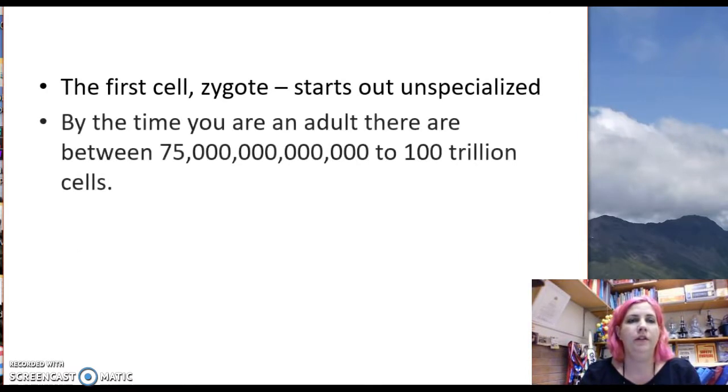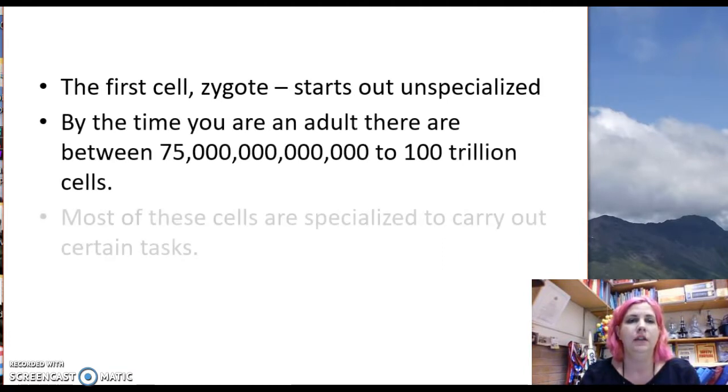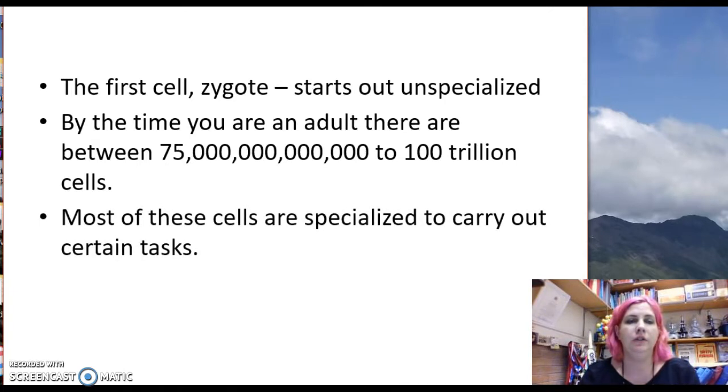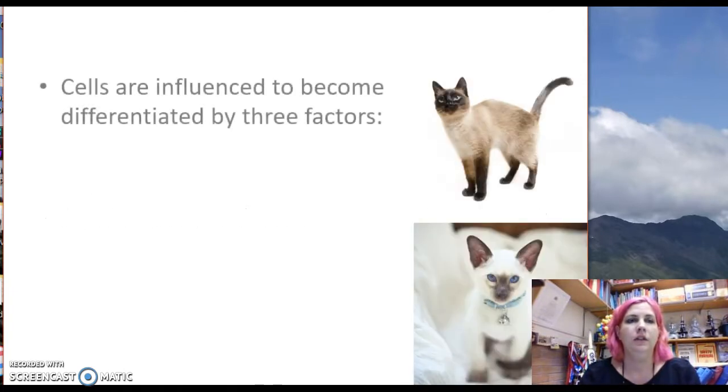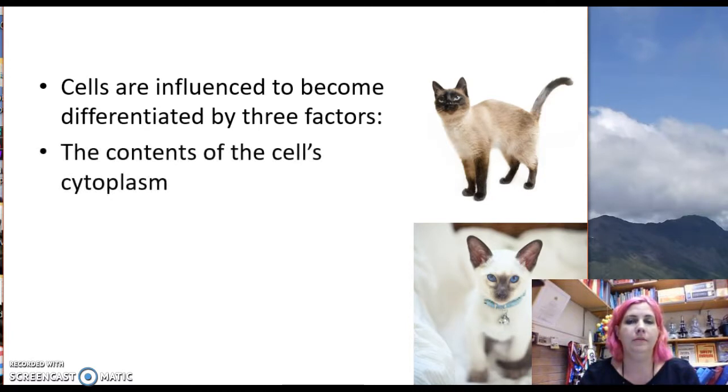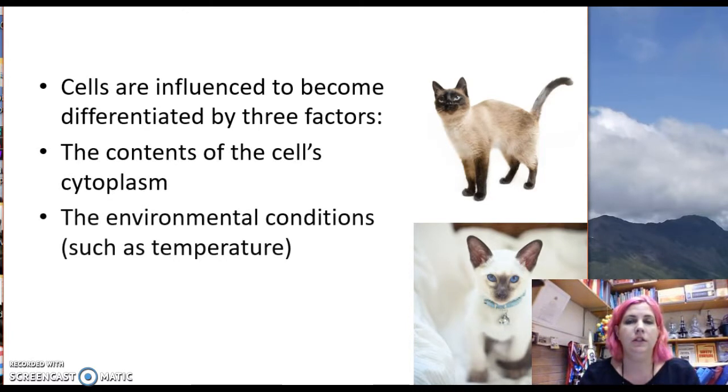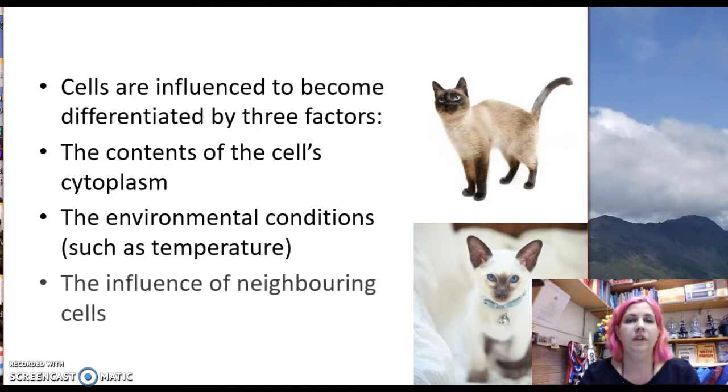By the time you're an adult, there are between 75 trillion and 100 trillion cells. Most of these cells are specialized to carry out certain tasks. Cells are influenced to become differentiated by three factors: the contents of the cell's cytoplasm, the environment conditions, such as temperature, and the influence of neighboring cells.